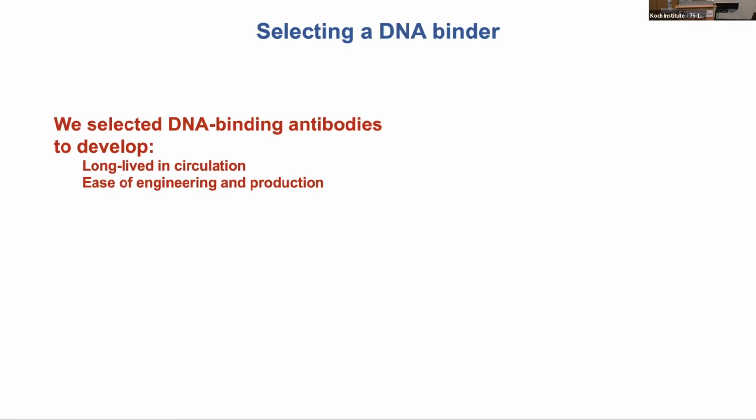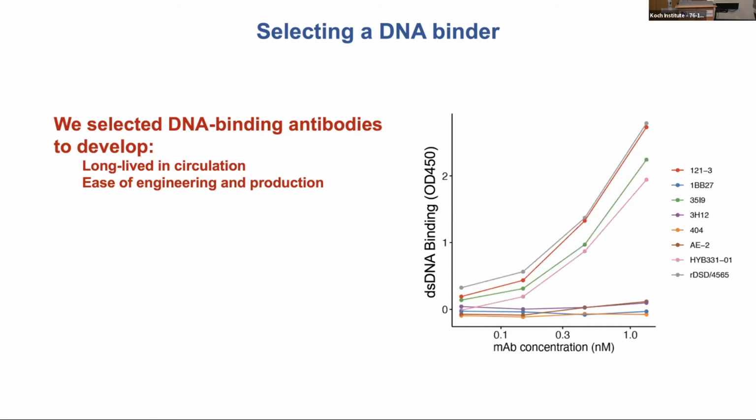One is they're already long-lived in circulation and have very well-established mechanisms of recycling. And second, there are very well-established methods for engineering and production of antibodies, and they have a long track record already in biomedicine and clinical use. So as a first step, we decided to test just 8 different antibodies to see if we could find one that bound to double-stranded DNA.